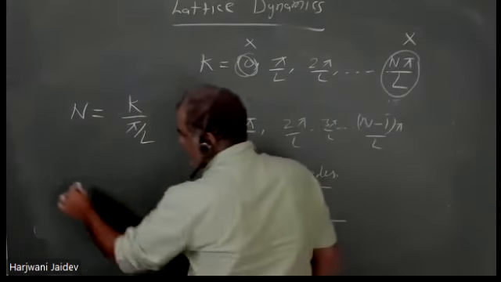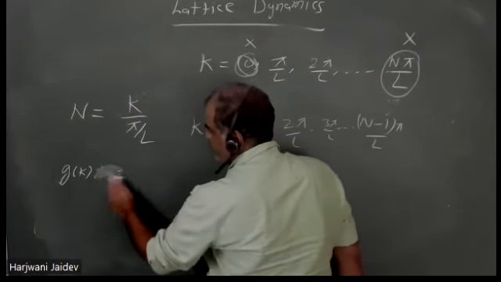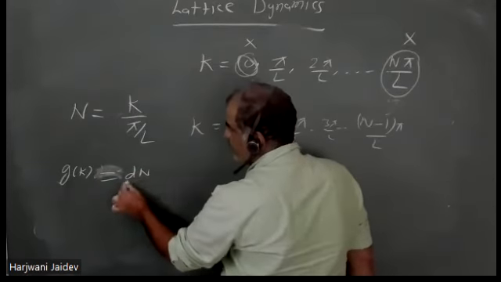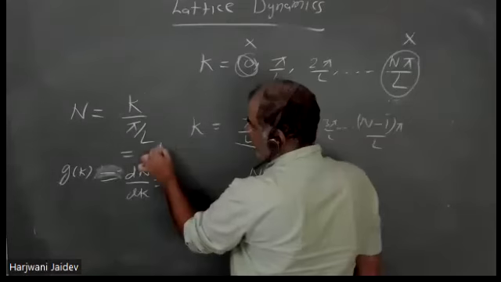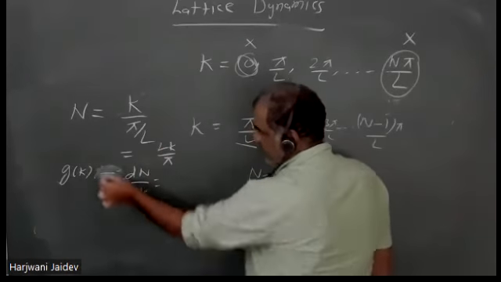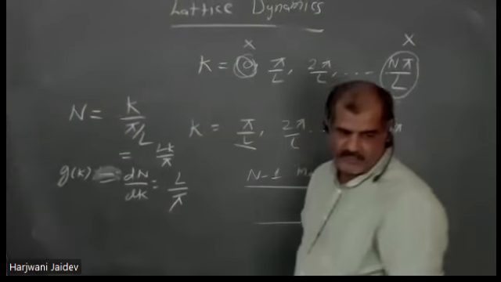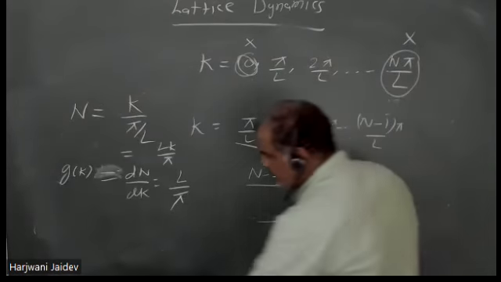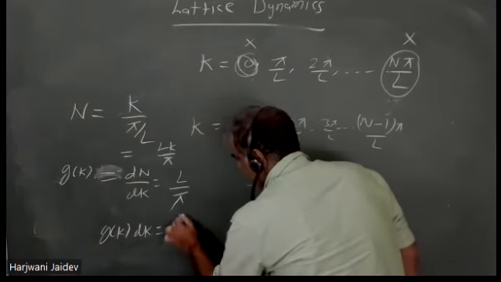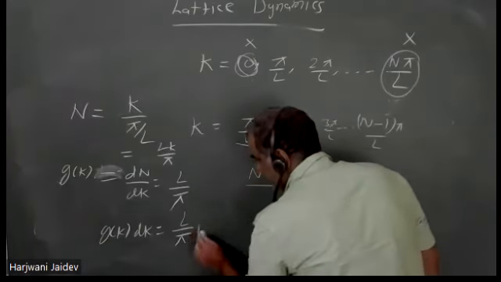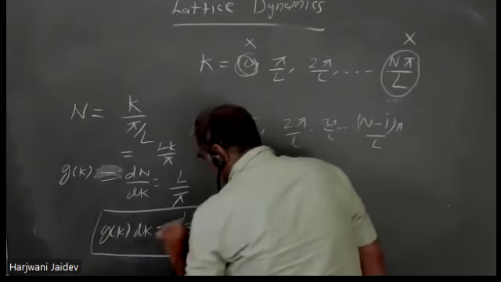Now I want the density of states, g(k) dk. That is equal to dn upon dk. So this becomes what? This becomes Lk upon π. If you differentiate it, that will be L upon π. So this is the density of states: g(k) dk equals L upon π dk. This is the expression for the density of states.